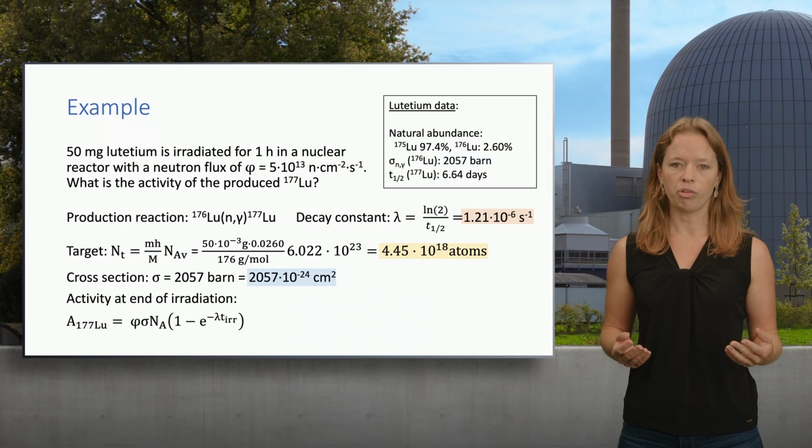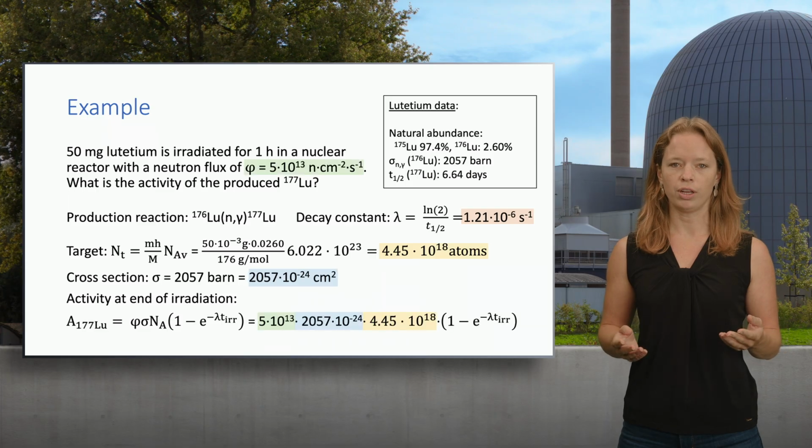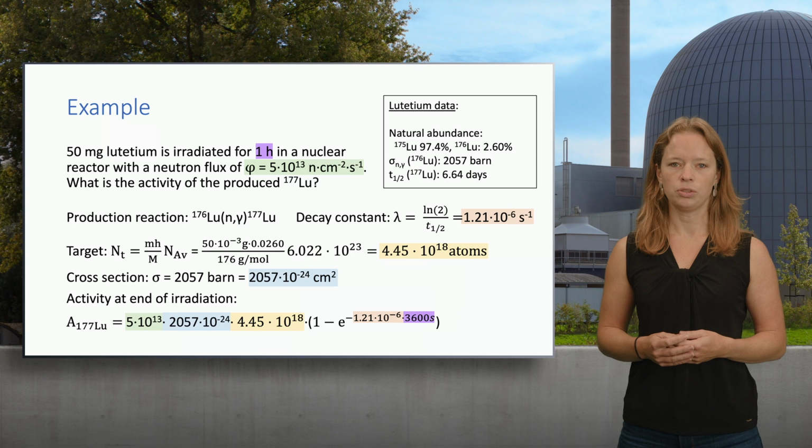And then we have all the information needed to calculate the activity at the end of irradiation. We multiply the neutron flux with the cross-section, the number of target atoms, and 1 minus e to the negative lambda times the irradiation time, which was 1 hour, to find a total activity of about 2 gigabecquerels.